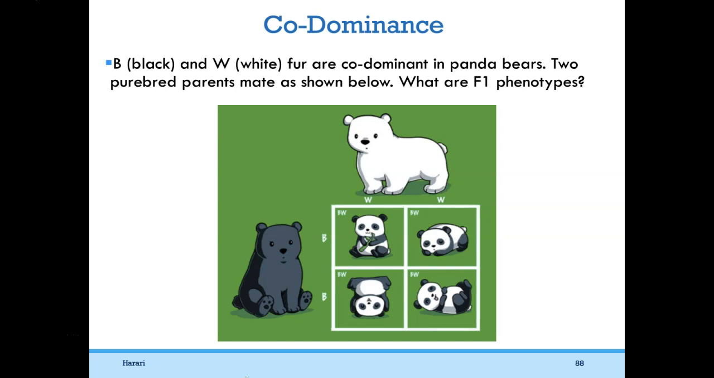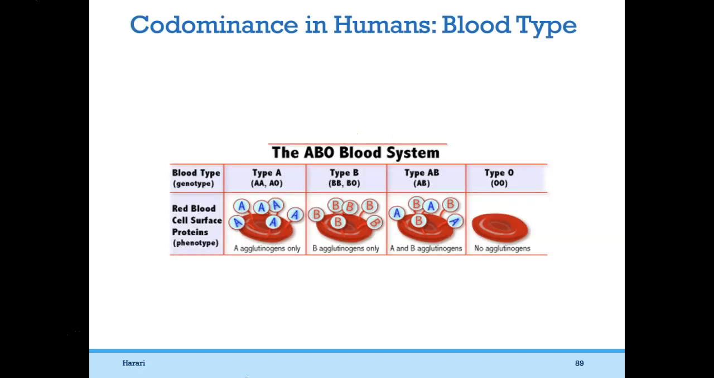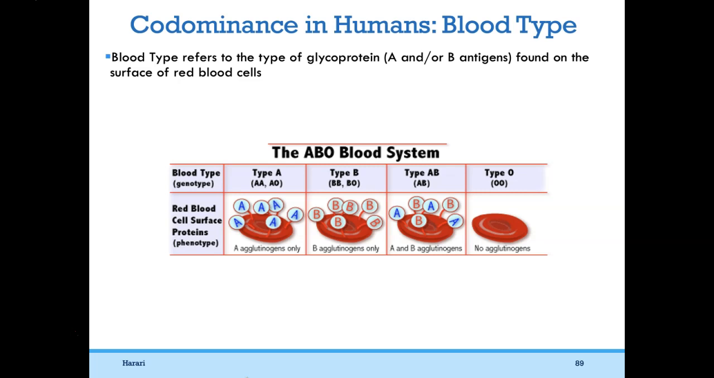Right? This is codominant. They're both expressed together. That's what co means. The most important example that we'll talk about in humans is blood type. So blood type is codominant in humans and in mammals. Blood type refers to the type of glycoprotein found on the surface of your red blood cells.